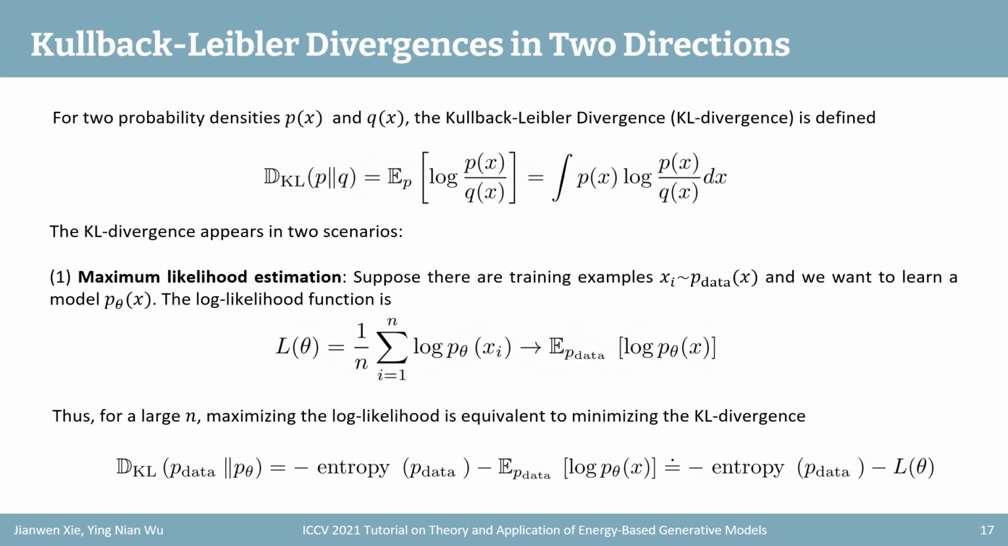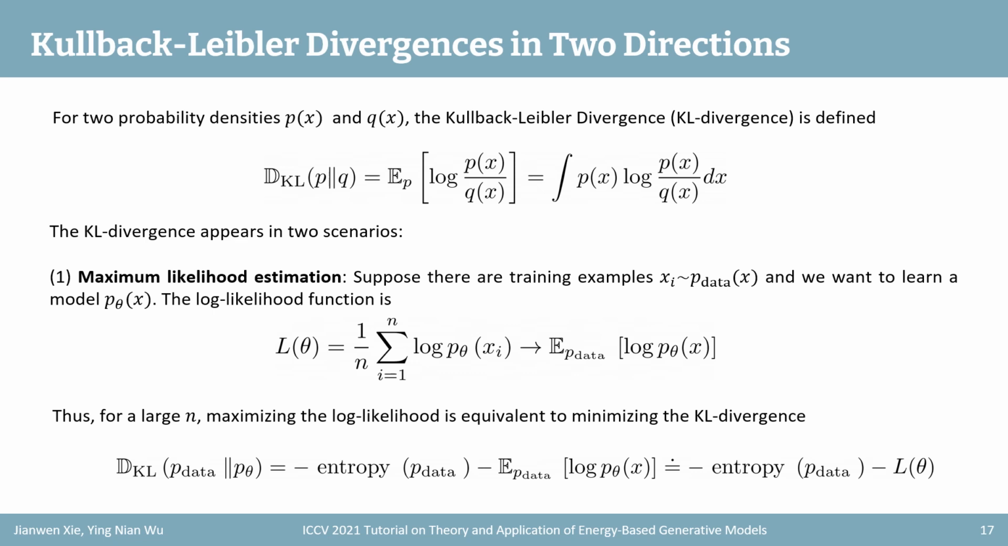The first scenario is maximum likelihood learning. Given the training examples X that are assumed to be sampled from an unknown data distribution P data, we want to learn a model P of X parameterized by theta from the data by maximum likelihood. For a large number of training examples, maximizing the likelihood is equivalent to minimizing the KL divergence between the data distribution and the model. The expectation under the data distribution can be approximated by averaging over the training examples.